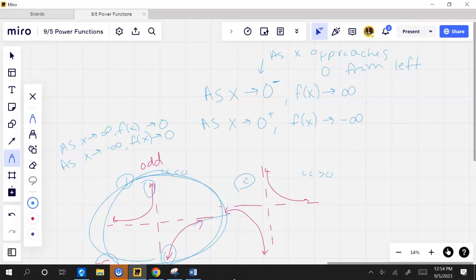Is it continuous or no? No. What type of discontinuity? Infinite. Infinite. That's exactly right.